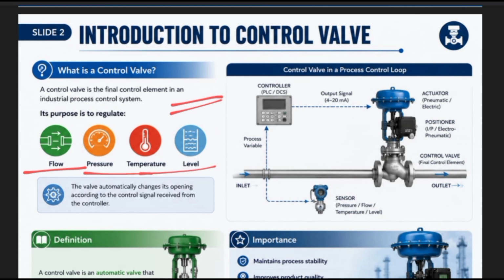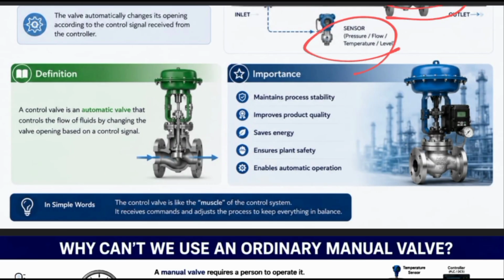Control valve in a process control loop. Here the PLC or DCS is connected. This is the control valve or actuator. All these things are here. The sensor is connected. If we go for the definition, the control valve is an automatic valve that controls the flow of fluid by changing the valve's opening based on the control signal. It means when the signal is generated, the valve opens or closes according to the signal.